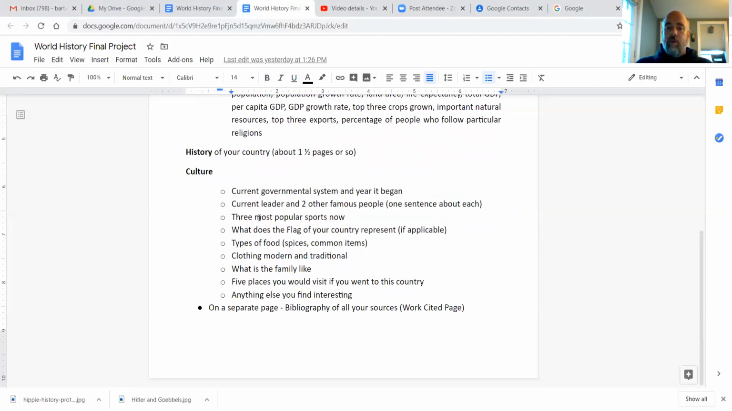In the country you chose, what are the 3 most popular sports in that country now? So for much of the world, soccer will be pretty high on the list. For some other countries, it might be something else.